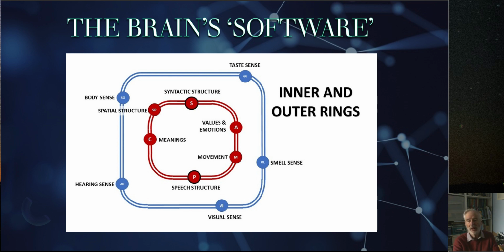much further away, if you like, from all those physical signals that are impacting on our five senses. And it's the red ring that we are born with, and it allows us to, for example, associate meanings with those representations on the blue ring. So go back to our hearing store.